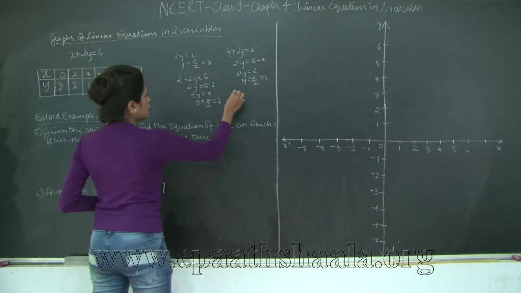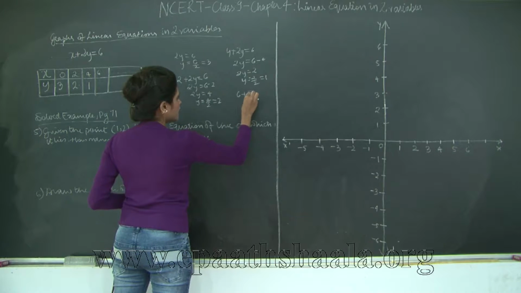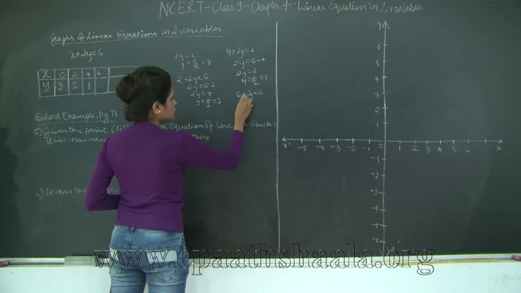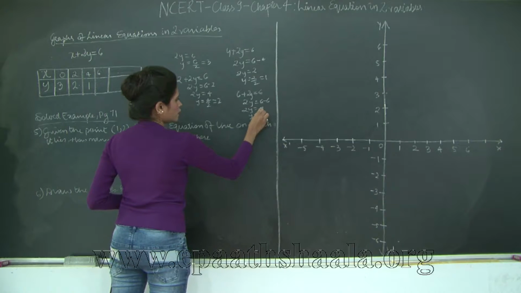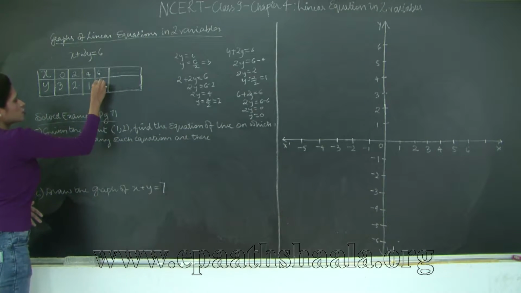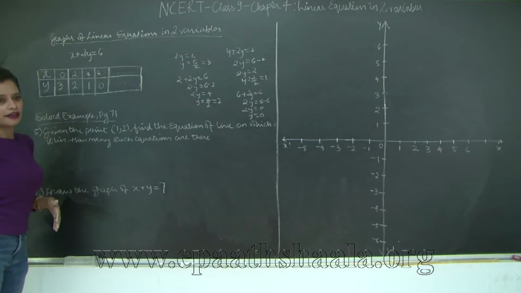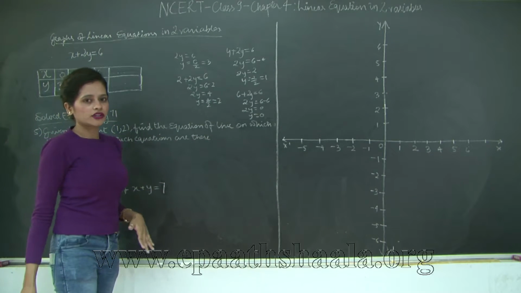And then finally for x is equal to 6, I get 6 plus 2y is equal to 6. Therefore 2y is equal to 6 minus 6. Therefore 2y is equal to 0. Therefore y is also equal to 0. How? y would be 0 upon 2, which is 0. And accordingly you will get other values. Now once you have found the table, that is your values for x and according to x the values of y, we will go ahead and plot these points on the graph.